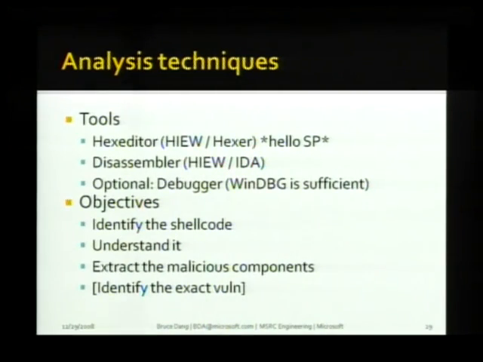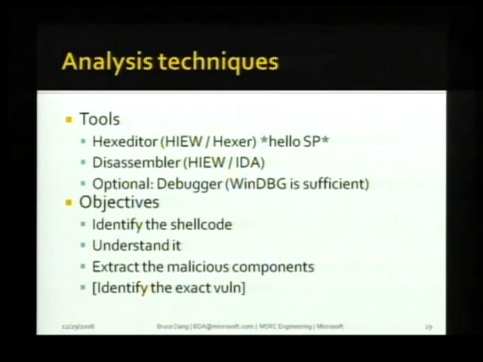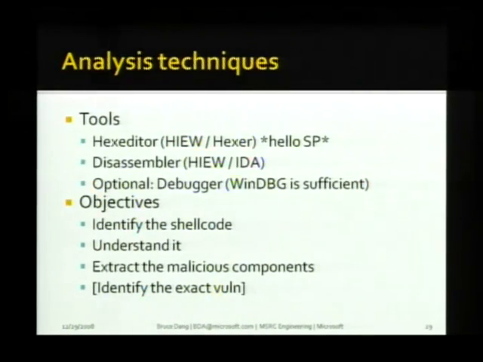So, all right, now we're going to the tools. What kind of tools do you need to analyze these things? Obviously, these are not PE files, so you can't use a debugger to deal with it. So the tools you'll need are actually very simple. All you need is a hex editor. You can use Hue or Hexer, and a disassembler. You can also use Hue or IDA.